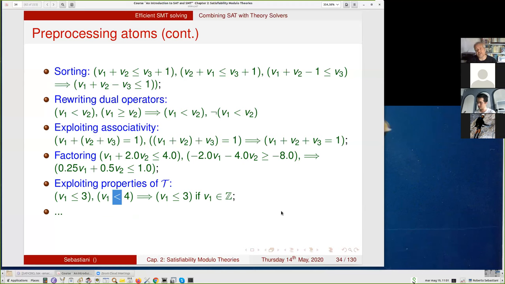You introduce some canonical form to represent atoms, and then you have to comply with that. So this prevents a lot of silly inconsistencies, and also reduces the number of atoms, the number of variables in the Boolean structure of the formula, which reduces search, avoids T-inconsistency and so on and so forth. So this is simple but very important.